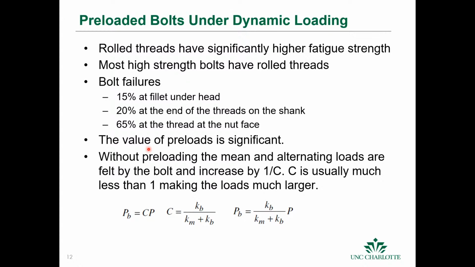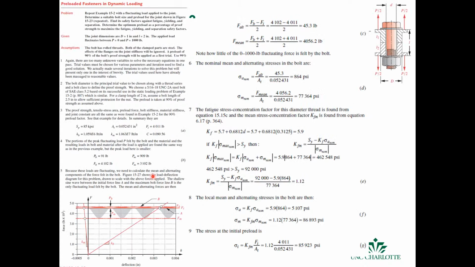Without preloading, those mean and alternating loads are felt by the bolt, and they increase by a factor of 1 over the joint stiffness. Okay, and since C is usually a lot less than 1, it makes the loads significantly larger when you don't have sufficient preload. Okay, and so if you are loading your system in fatigue, then you can cause a big problem and have catastrophic failure.